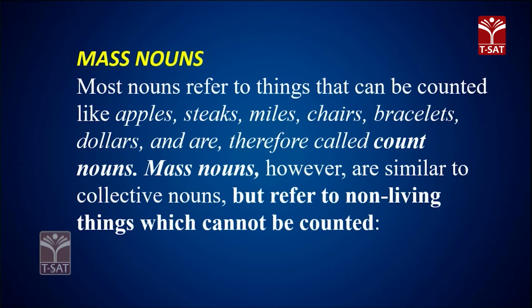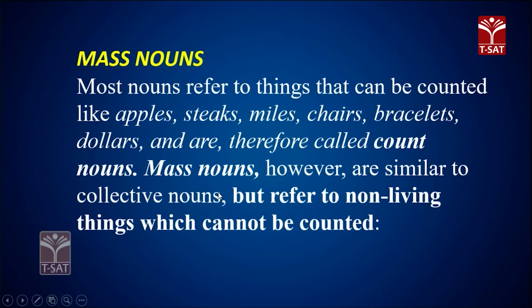And we have the other category as regards nouns, mass nouns. Generally, we call them countable nouns and uncountable nouns. Both can be categorized under one title, that is mass nouns. Most nouns refer to things that can be counted, like apples, sticks, miles, chairs, bracelets, dollars, right? And are therefore called count nouns because we can count them, right?